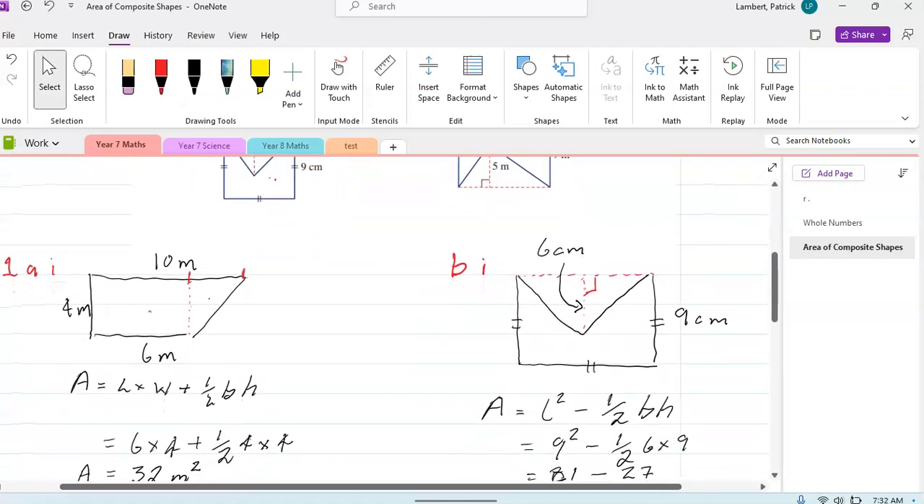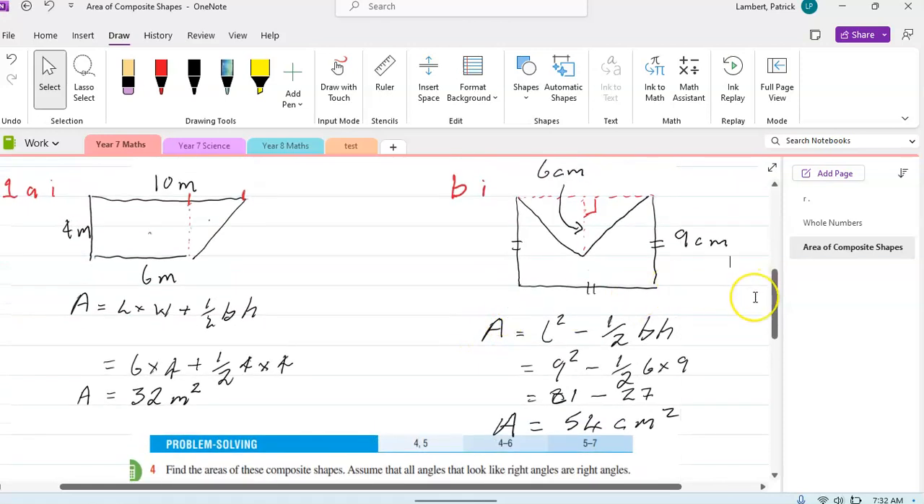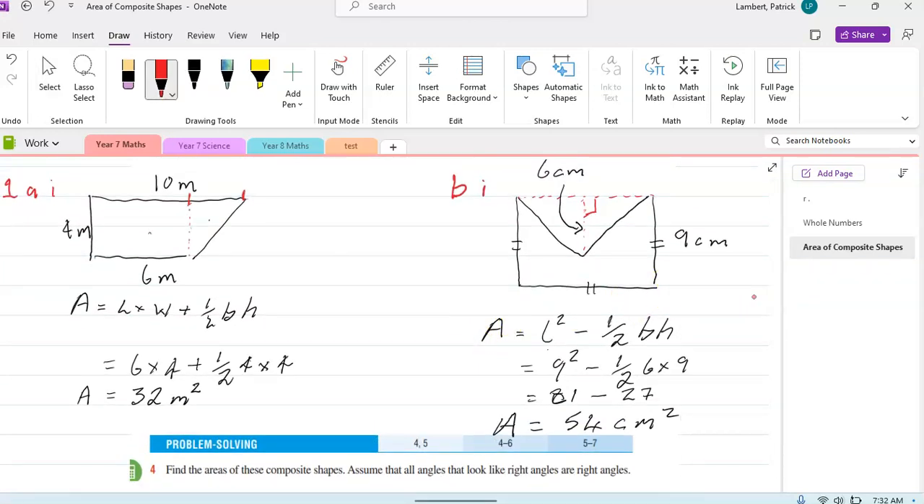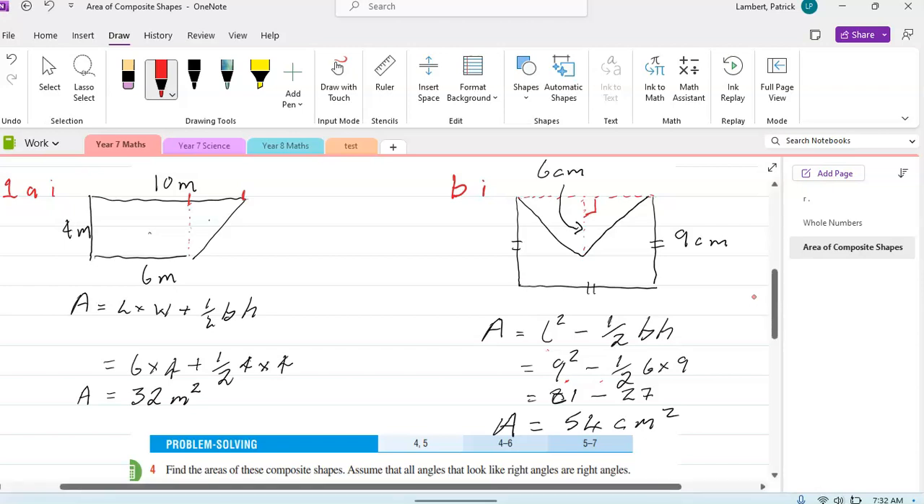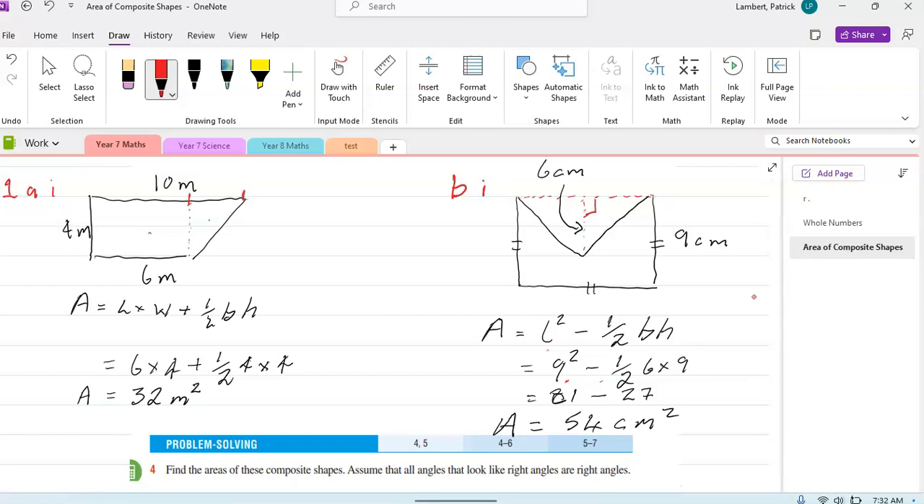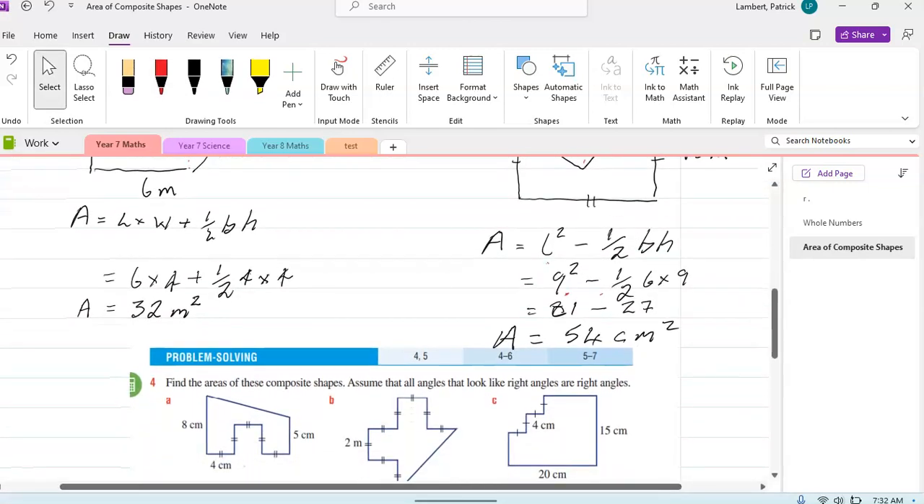So use your maths. You've got a square of 9 centimetres by 9 centimetres, and then you minus this triangle here. So you've got 9 squared minus half times 6 times 9. The base is 6, and your base is 9, and your height is 6. So half times 6 times 9, that's 27. 3 9s are 27. 81 minus 27 is 54 centimetres squared.